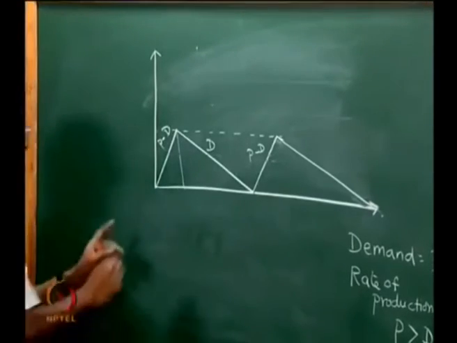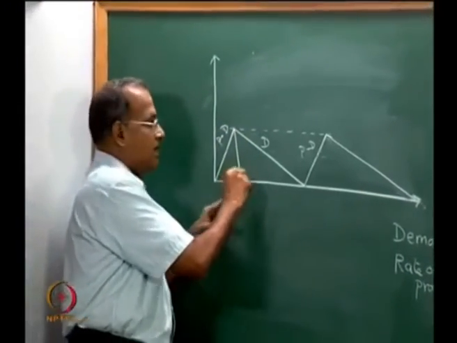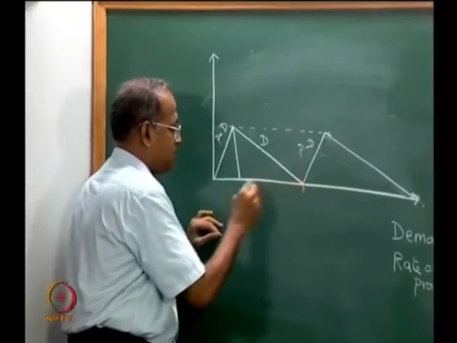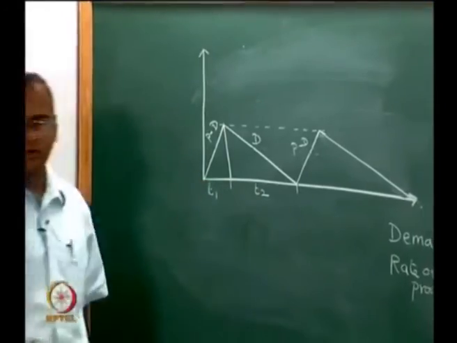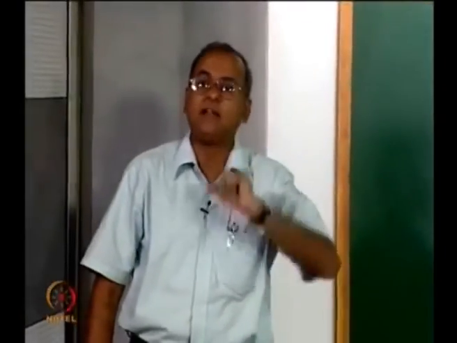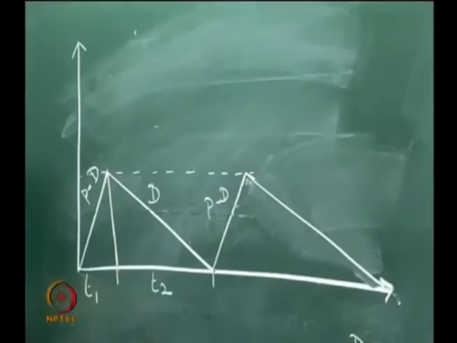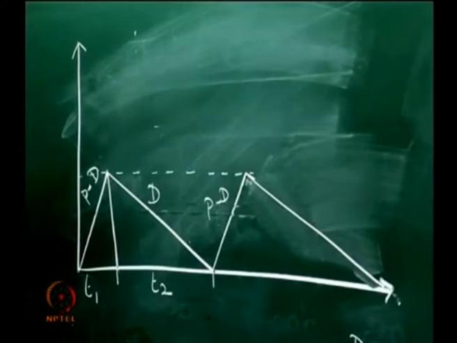Now, we assume that in between, during this period when we stopped production and then again start production, this is called T2, this is called T1. T1 is the period where we produce, which means we produce and consume from an inventory point of view. T2 is the period where we only consume the item from the inventory point of view.